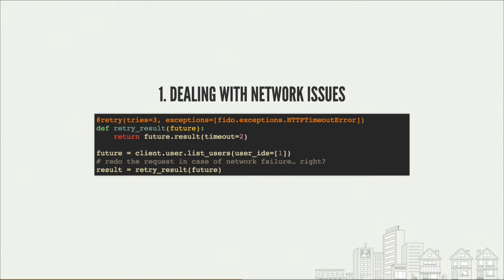But let's say it does time out. What we've done here is we created a future just like we did before, and then we wrapped the call to result within a retry decorator that will just call result multiple times in case the HTTP timeout error exception happens. This works, unfortunately, or fortunately, if you use the default synchronous HTTP client.